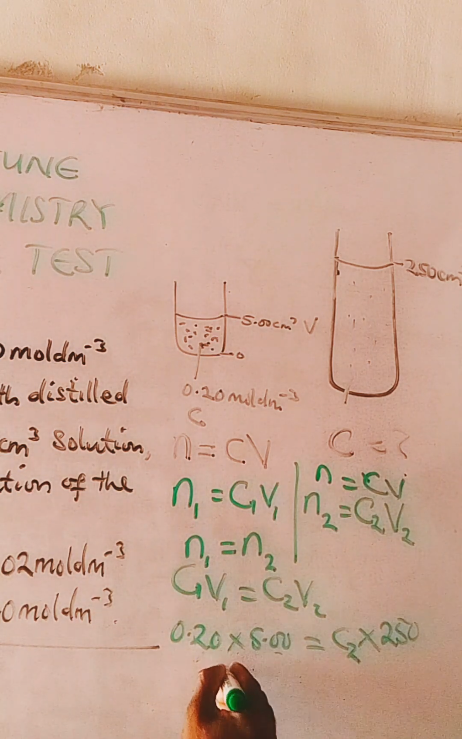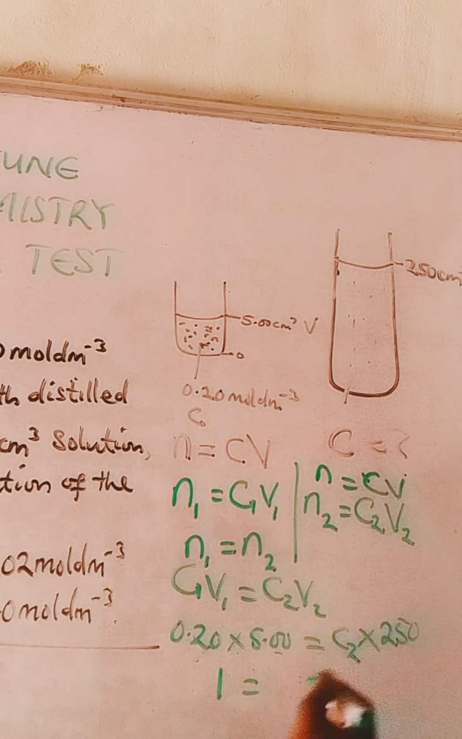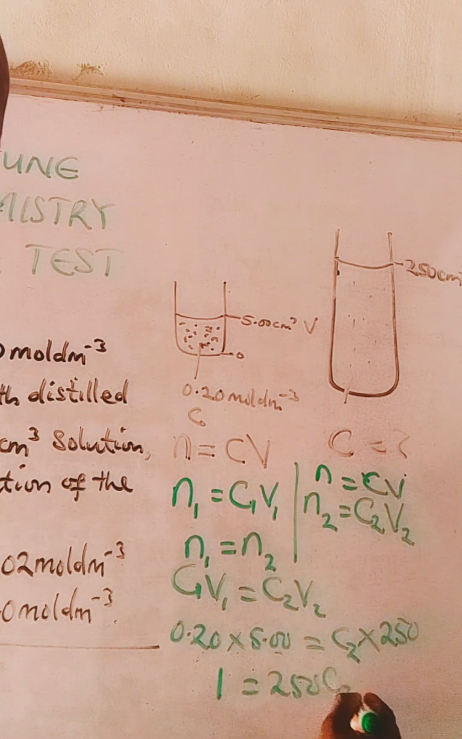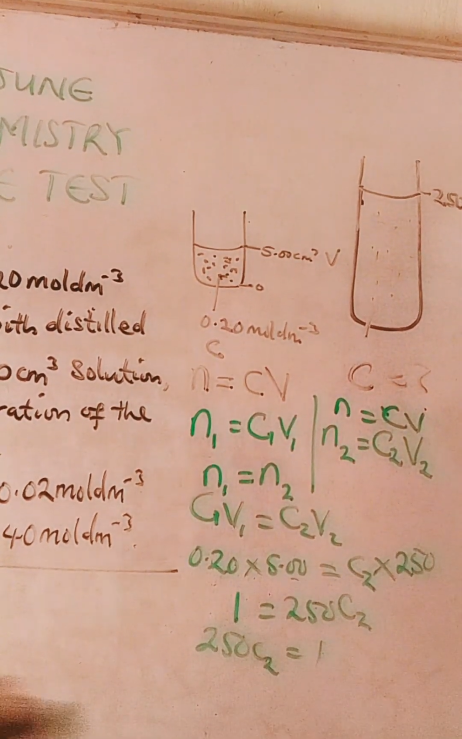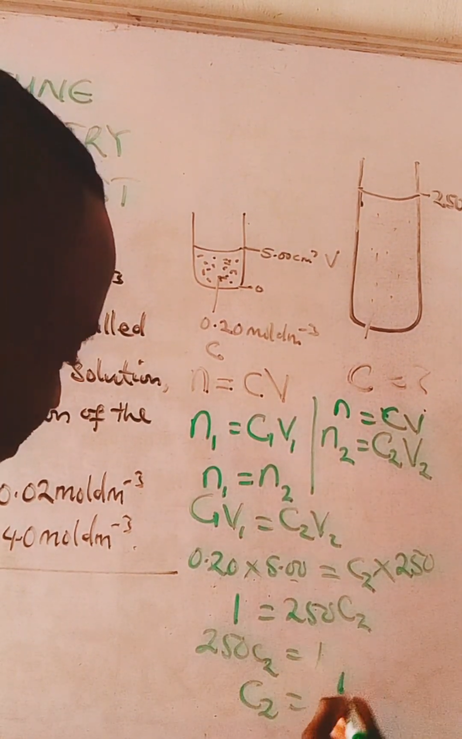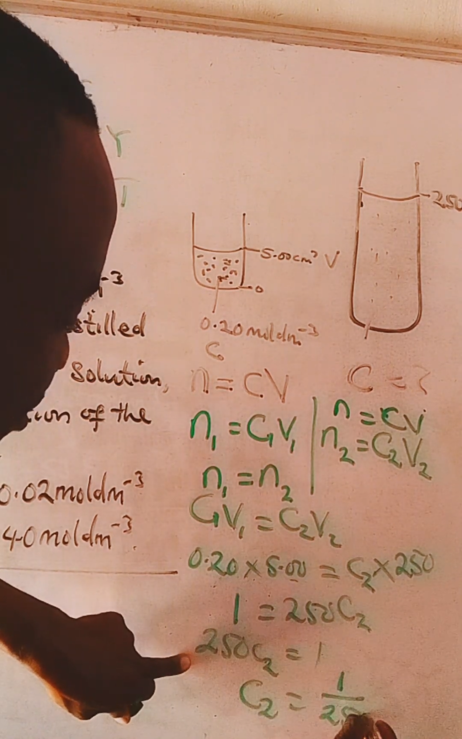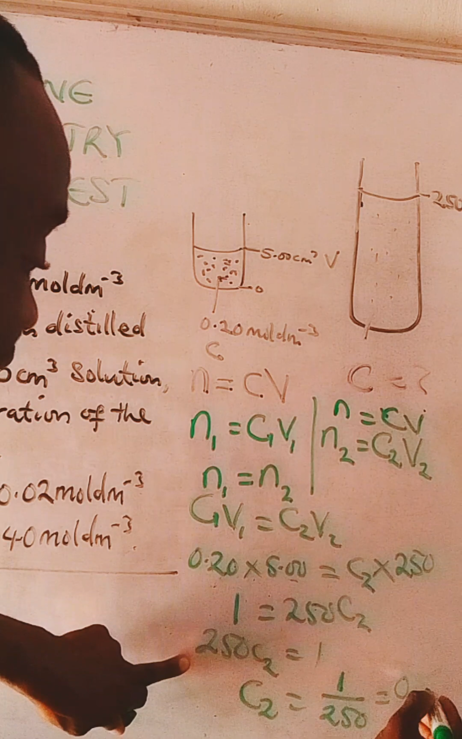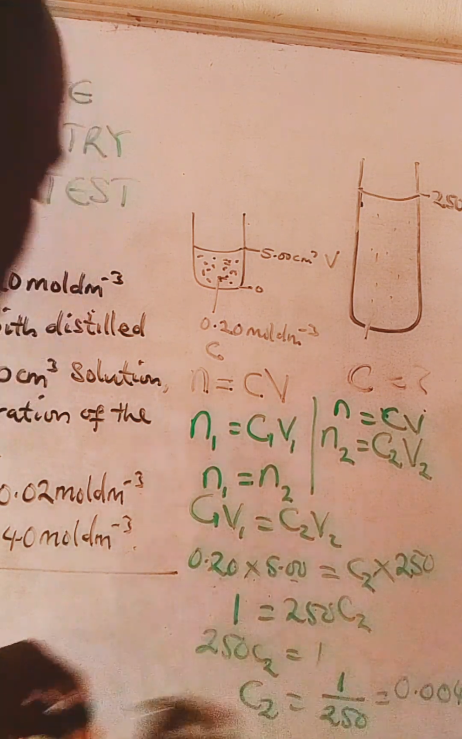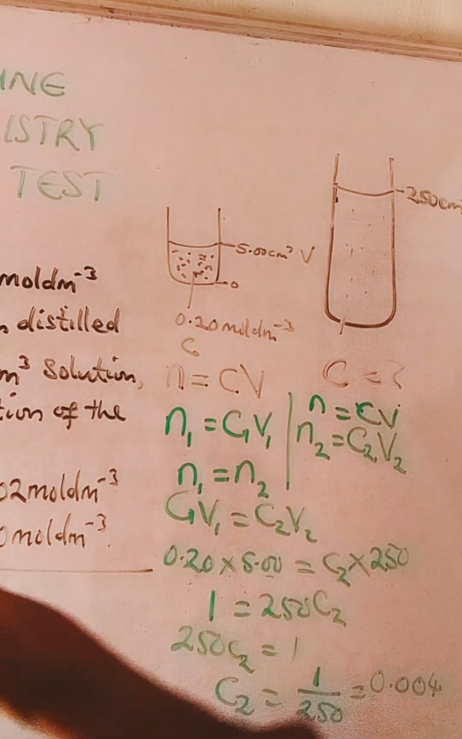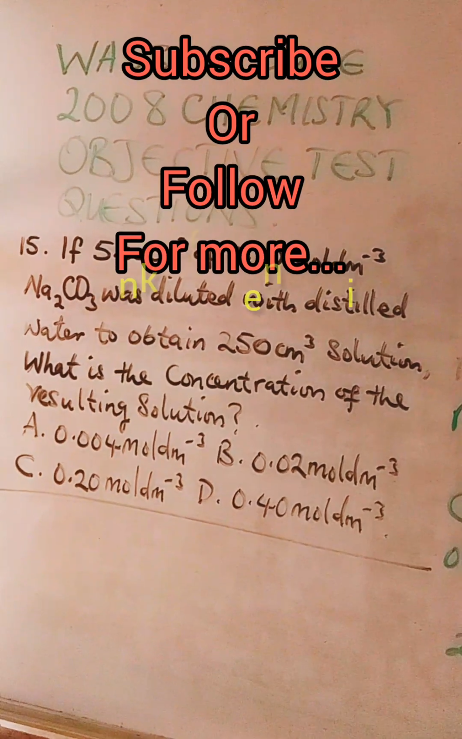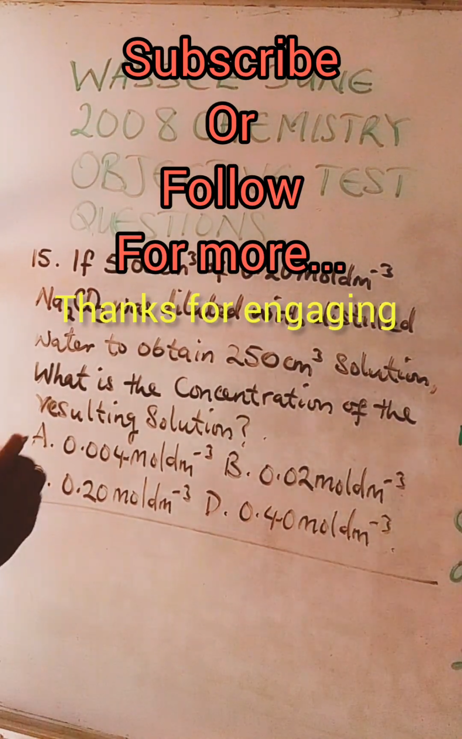If you multiply these two, you will get 1. Then 250 times C2 is 250 C2. So if 250 C2 gives us 1, what is now the value for C2? C2 will give us 1 divided by 250. And you are going to get 0.004 mole per dm³. And that is the second concentration. If you check the options, you see that the answer is there. The answer is A.